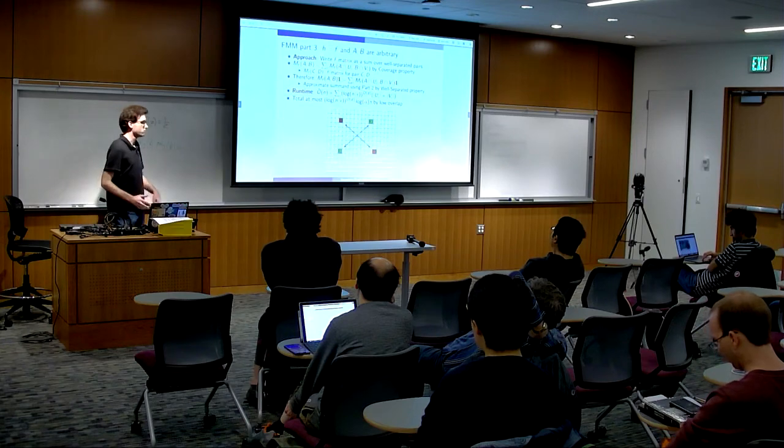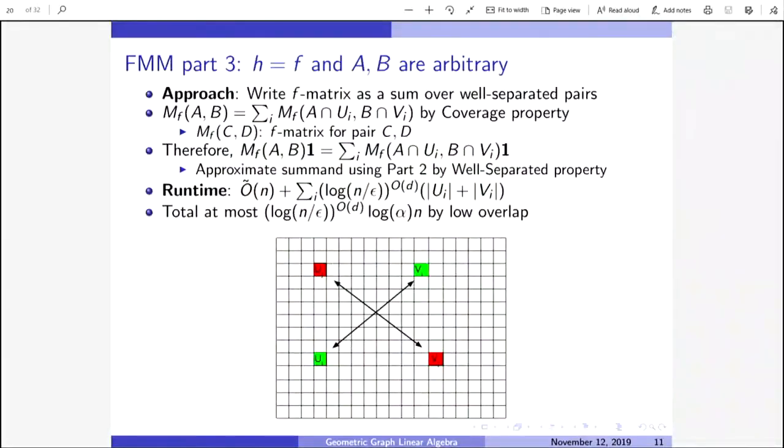Okay, so now we have this well-separated pairs decomposition. Let's use it to do this matrix vector multiplication. The way we're going to use it is we're going to write our matrix, this F matrix that we want to multiply by, as a sum of matrices defined over well-separated pairs. And then we have an algorithm that handles well-separated pairs already.